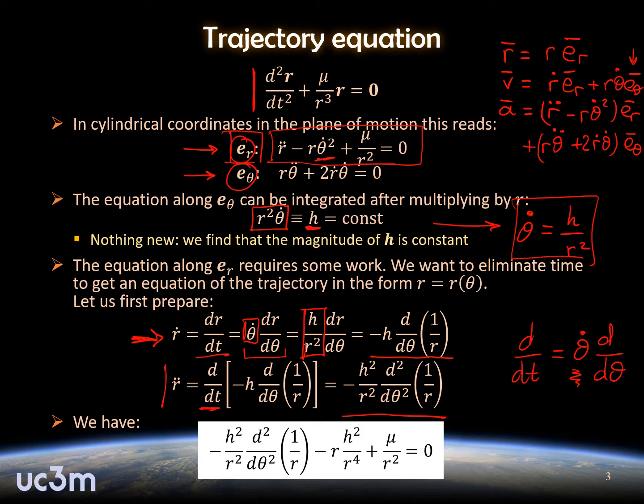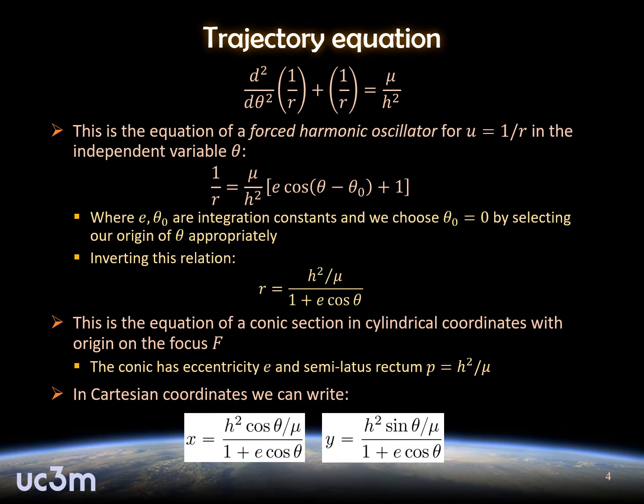Okay. So now, if we replace these terms into the equation of motion in the direction of r, our equation starts to look like this. And it may seem that we have not made any progress, but actually, this is an equation that we can clean a lot. Here I have divided by h squared and multiplied by r squared in order to remove most of the terms that appear in that equation.